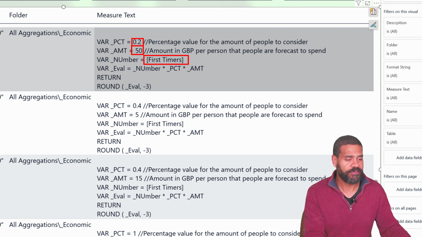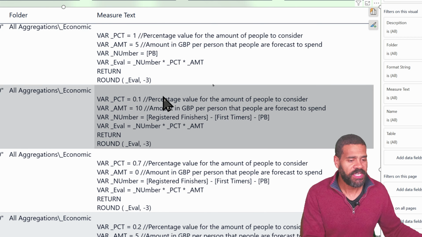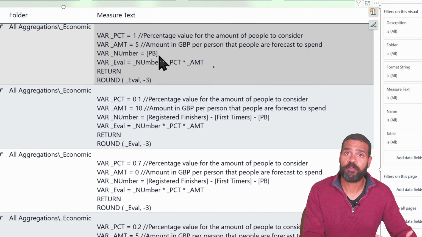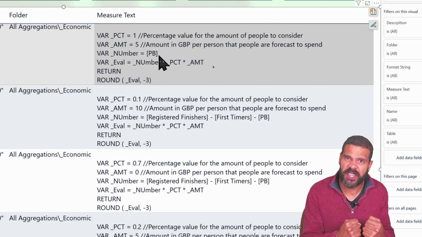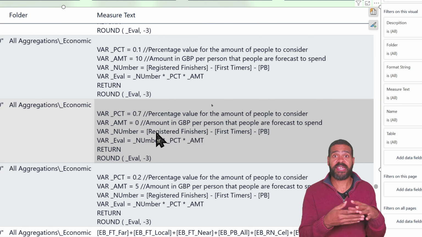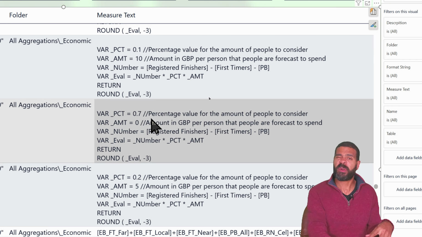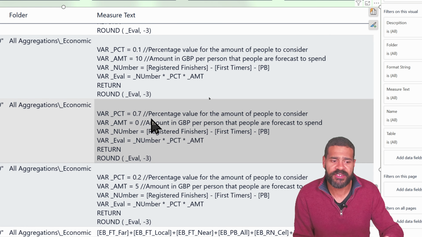And we've got then first timers. Let's just get rid of these. Okay, so we've got first timers. We've got PB. So if somebody's got a PB, as I say, they're more likely to kind of go, oh, I'm going to get a breakfast. I deserve something for that. And then we've got the other three in terms of that they're like a regular runner. So we've said 70% of them probably won't spend a penny. They won't spend anything at Parkrun. They're going to go do the event, disappear.